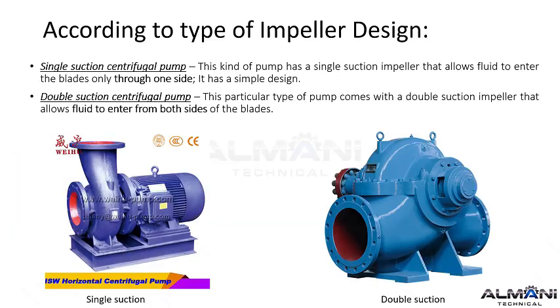Another key design difference is how fluid enters the impeller. A single suction impeller allows liquid to enter from only one side. This is a simple and common design. A double suction impeller, however, lets fluid enter from both sides simultaneously. This balances the axial thrust on the pump shaft, reduces wear, and allows for a higher flow capacity.